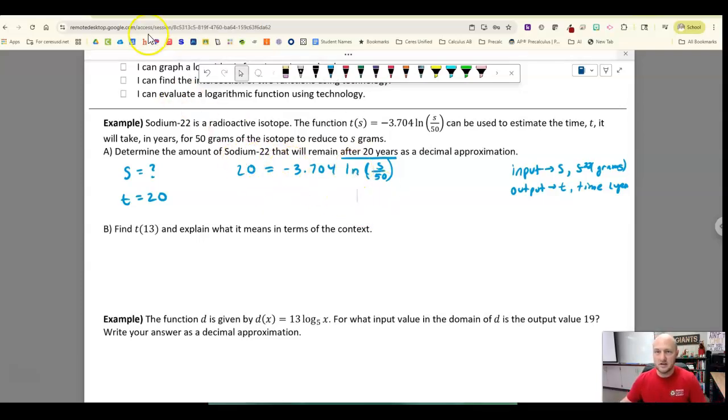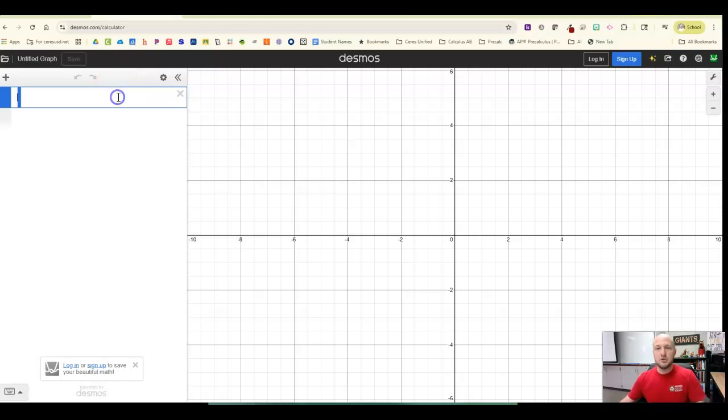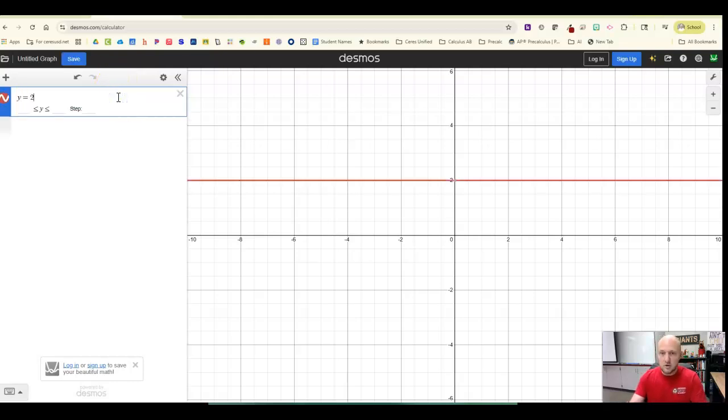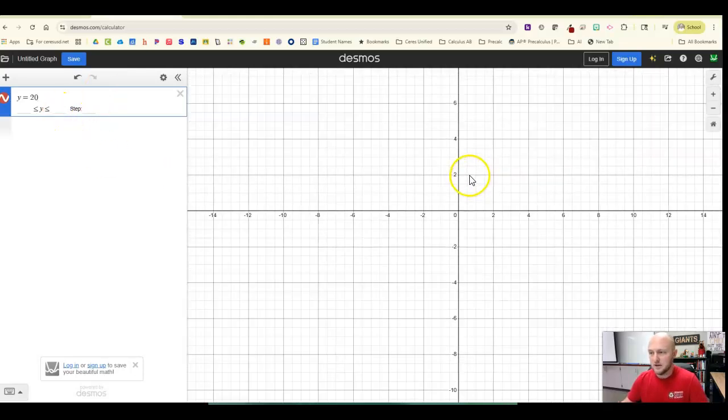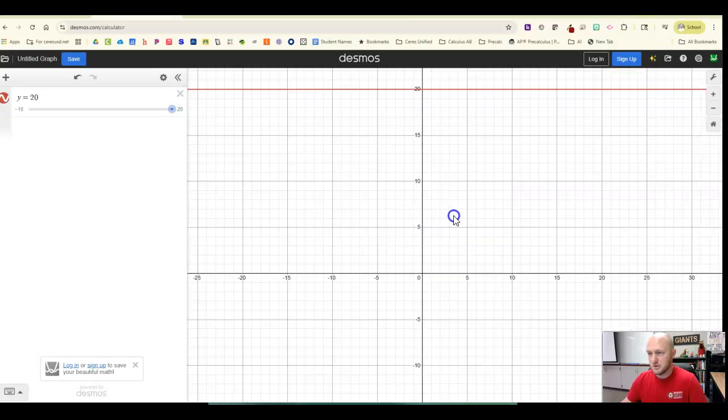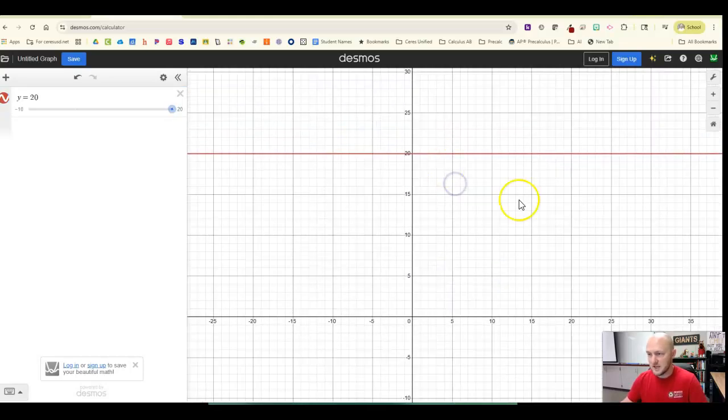I'm going to write that down, and then I'm going to go to my calculator, and I'm going to do two things. One, I need to graph 20, so y equals 20. I'm going to graph that. I don't see it because I'm zoomed too close in, so I'll go ahead and zoom out. Now I can see it.